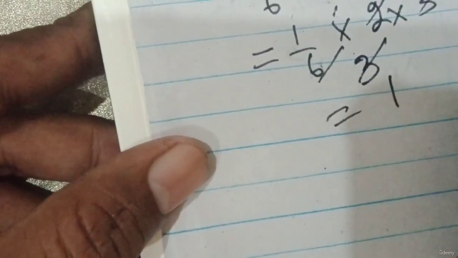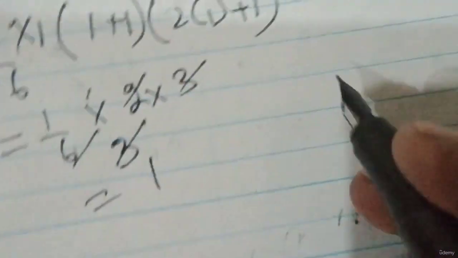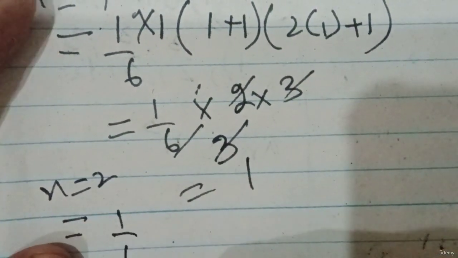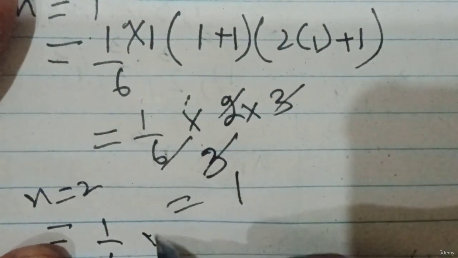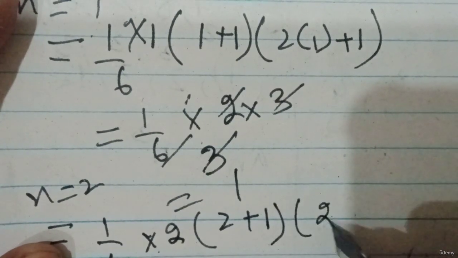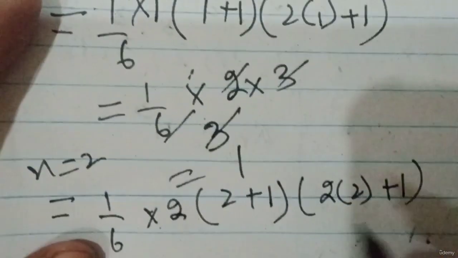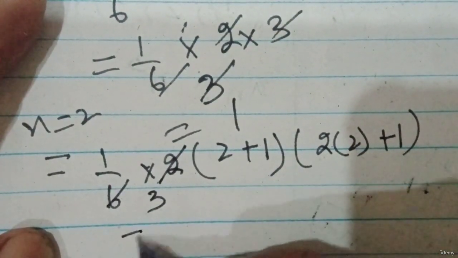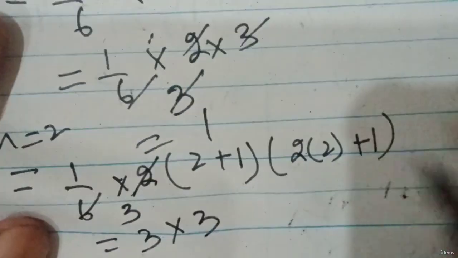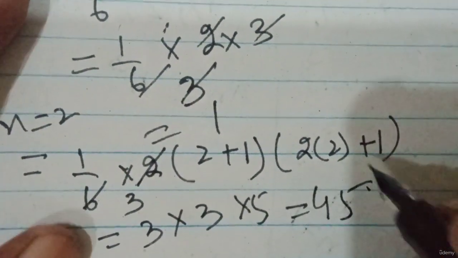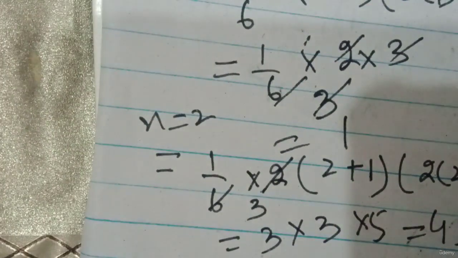Now similarly you can find other terms by putting n is equal to 2. When you put n is equal to 2, your answer will be 1 upon 6 multiplied by 2, 2 plus 1 and 2 multiplied by 2 plus 1. That could be a fraction or anything, but I can see it can be cancelled out. 3 and 3 multiplied by 3 and this will be 4 multiplied by 5 and 9 5s are 45. So this is the way you can find out the term.